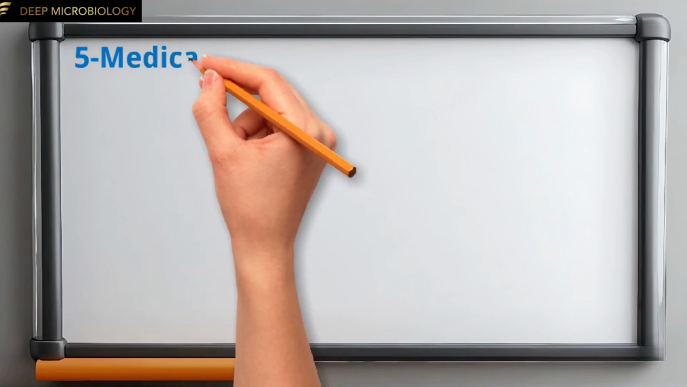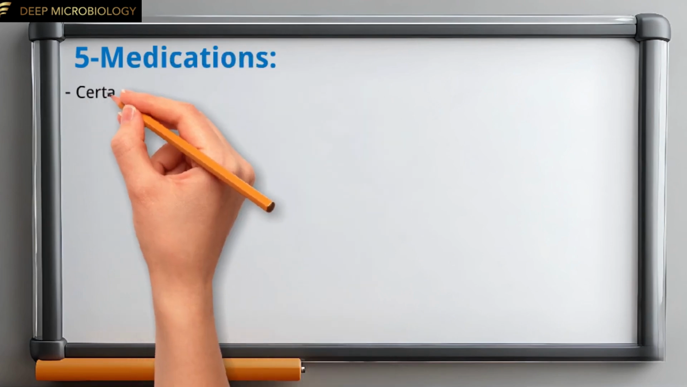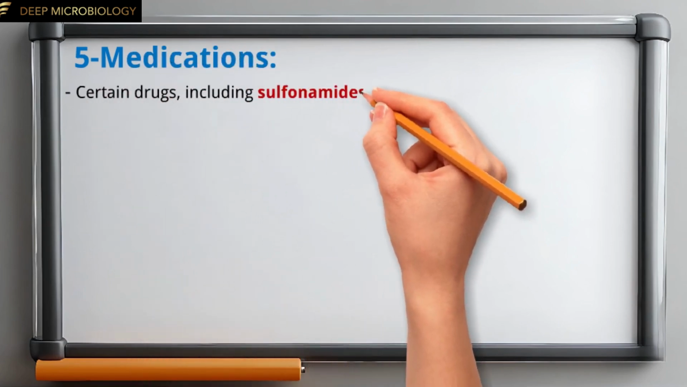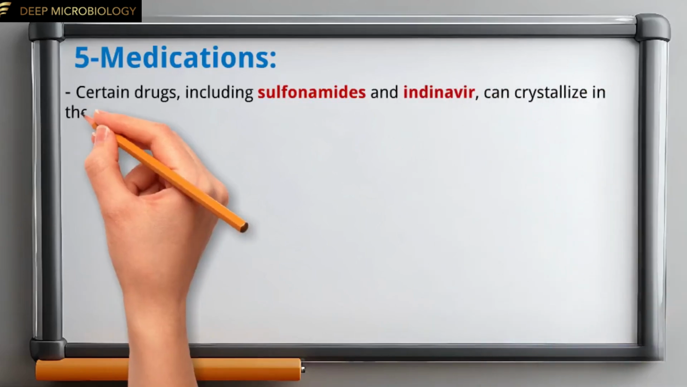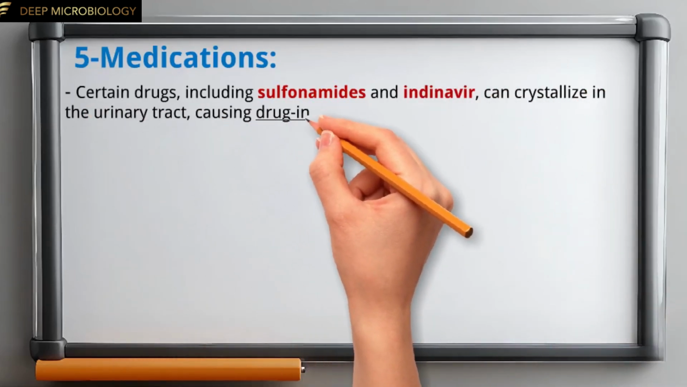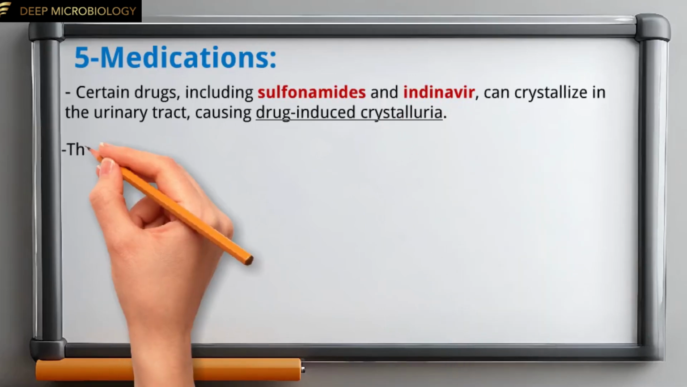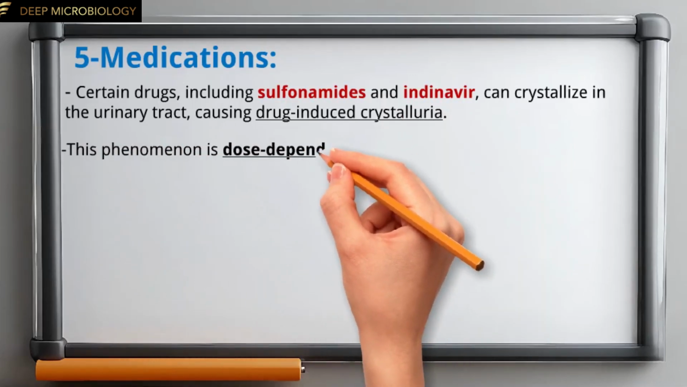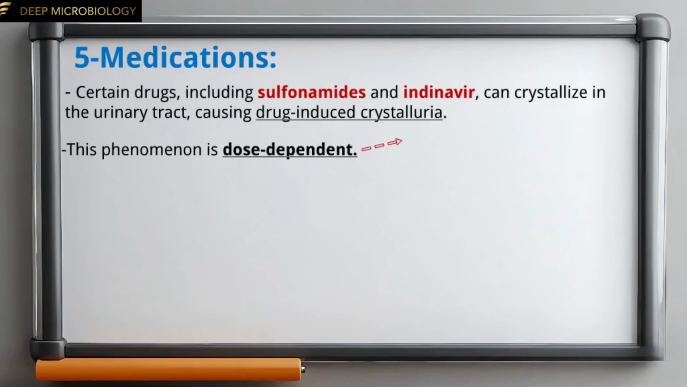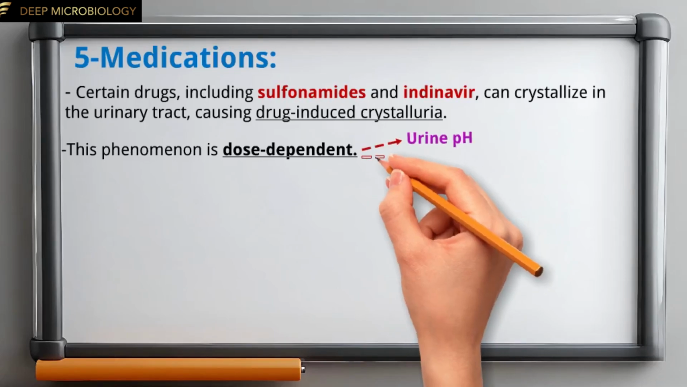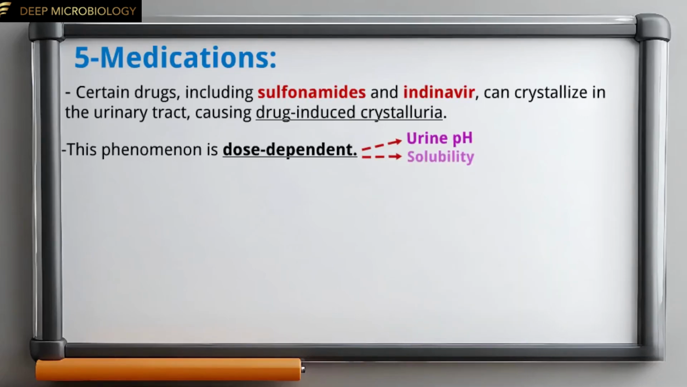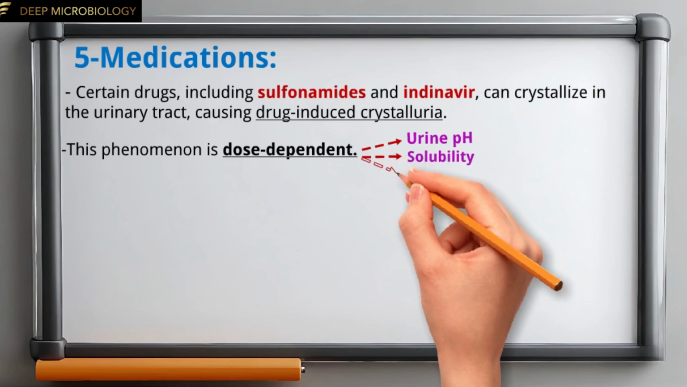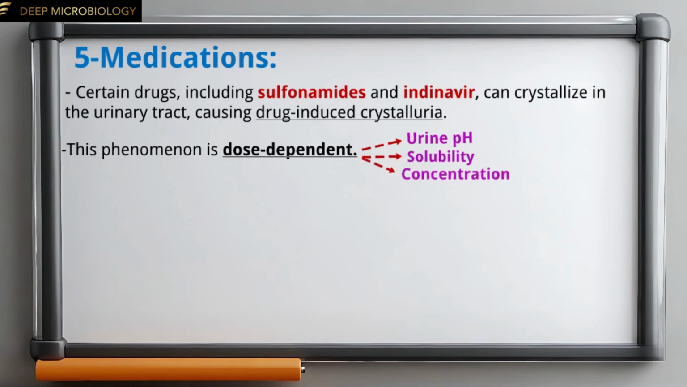5. Medications. Certain drugs, including sulfonamides and indinavir, can crystallize in the urinary tract, causing drug-induced crystalluria. This phenomenon is dose-dependent and is significantly influenced by urine pH, solubility of the drug, and concentration. Sulfonamides, for example, can crystallize when their solubility decreases in acidic urine.